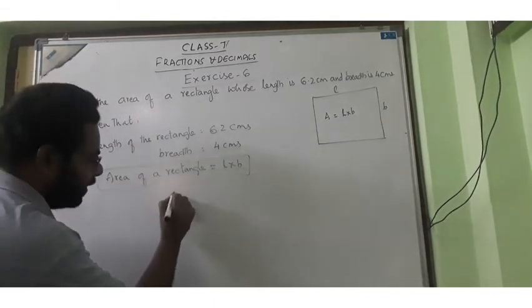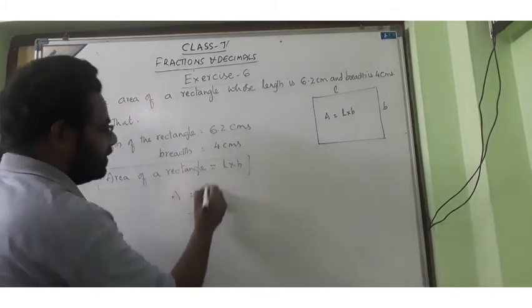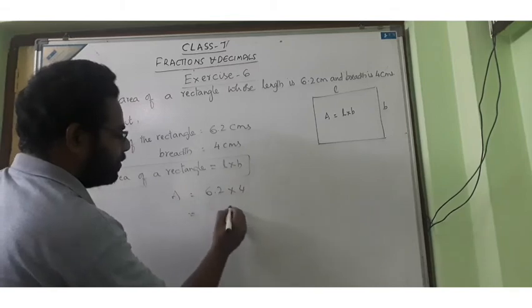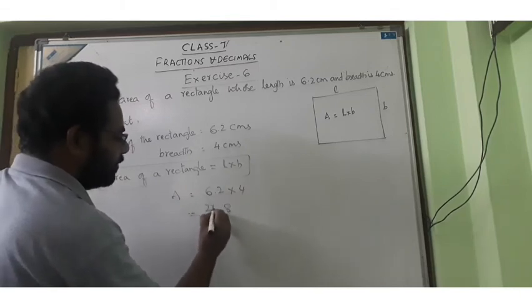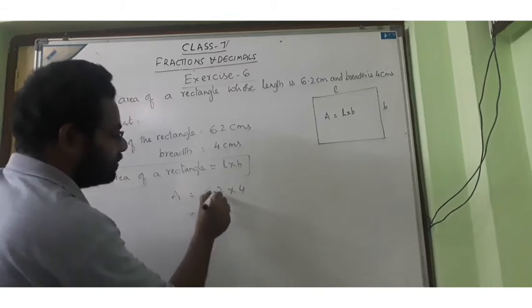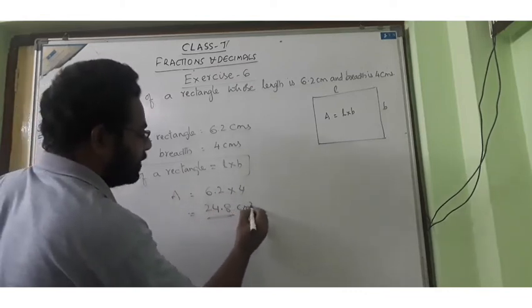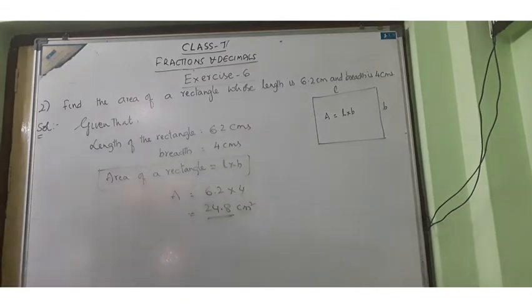Area of rectangle can be denoted with A. L into B means 6.2 into 4. So we can multiply: 4 2s are 8, 4 6s are 24, 248, but after the decimal one number is there. So 24.8 centimeter into centimeter, centimeter square is the unit. Okay, please pause the video and note down this sum.